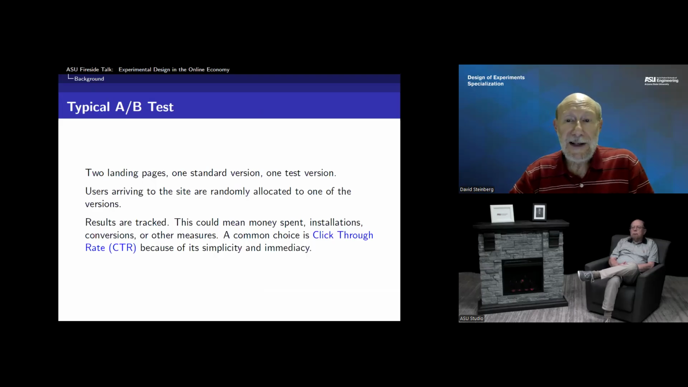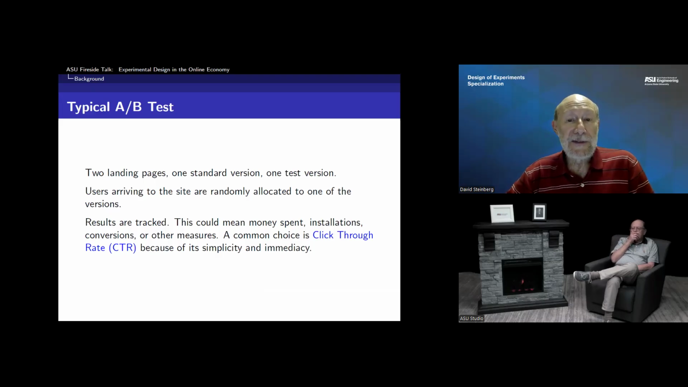So here's a couple typical examples. Again, a plain vanilla example is you want to compare two landing pages. So you have a standard version, and you've come up with a new improved, at least you think so, test version. And you want to know, is the test version really better? So users come to your site, you randomly allocate them to one of those versions, and then you see what they do.